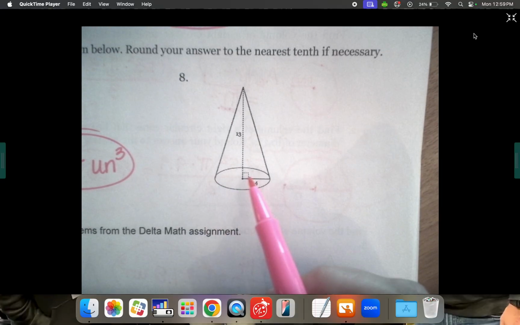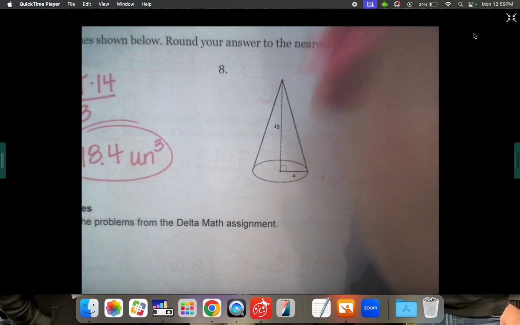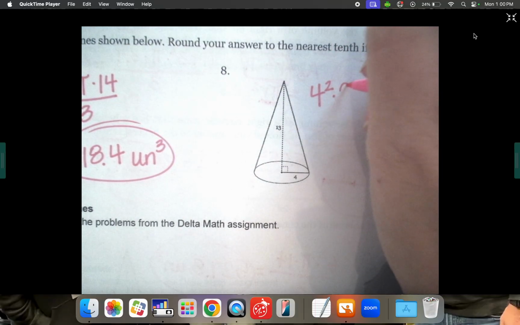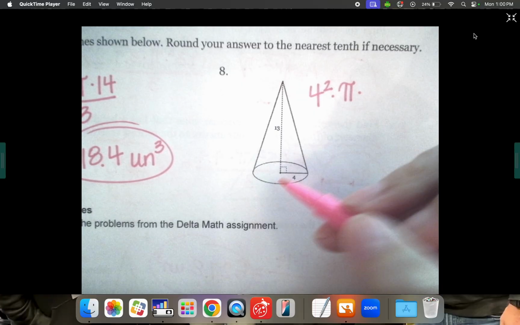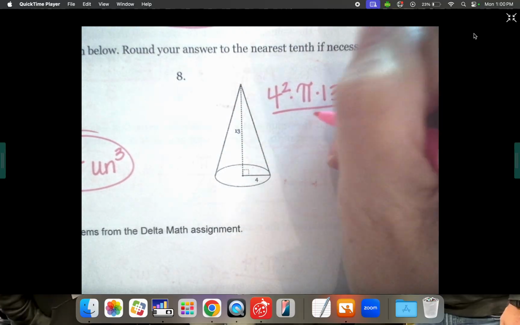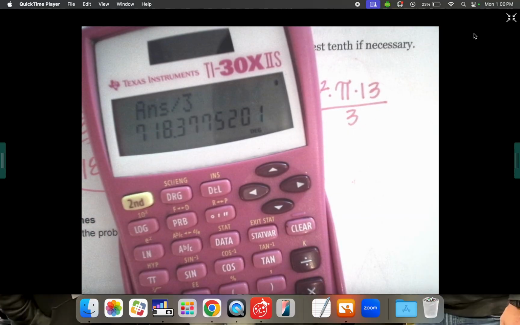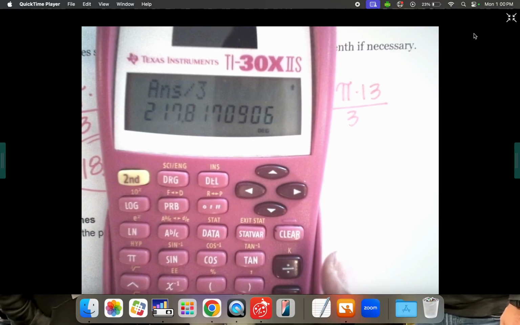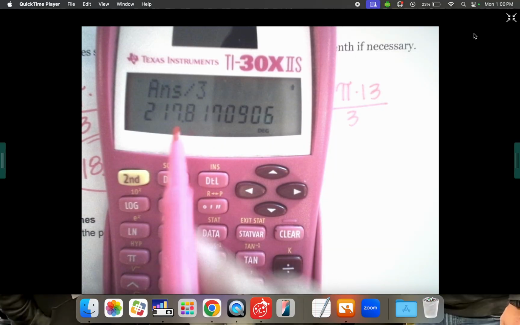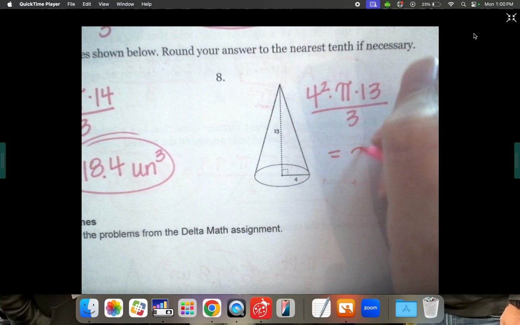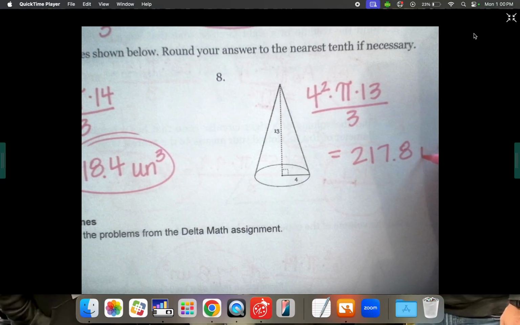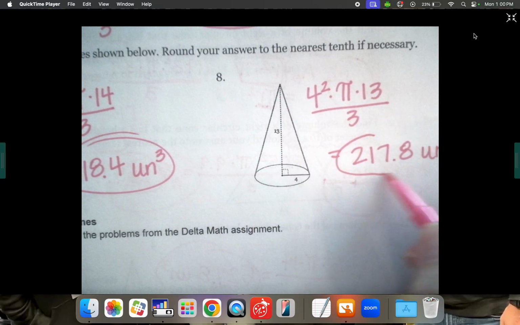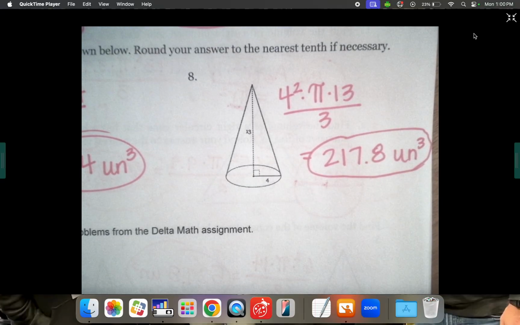Okay, last one. Yay, it gave us the radius, and that's what we need to use. So it's 4 squared times pi times the height, which is 13, and then divided by 3. All right, so here we go. 4 squared times pi times 13 equals, divided by 3. You should have gotten 217.8, and that does not bump up. So just 217.8.